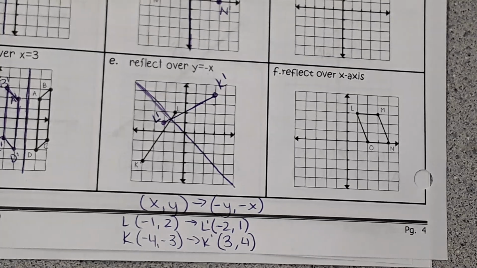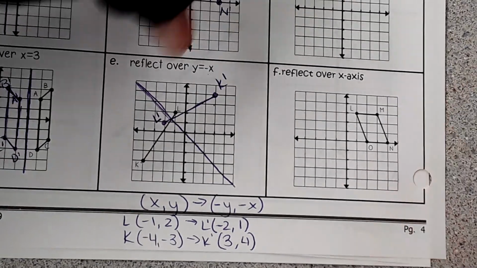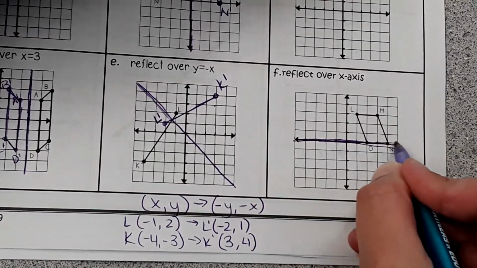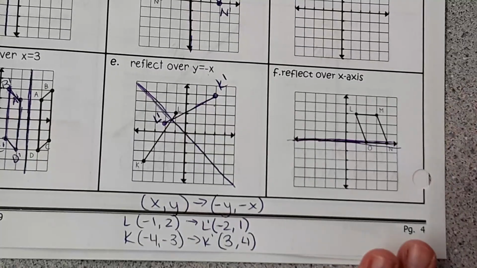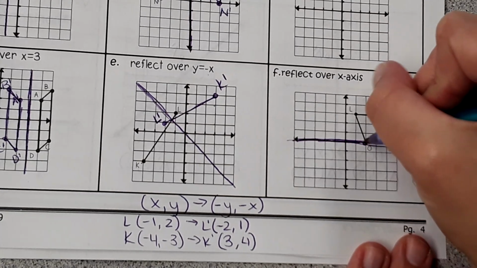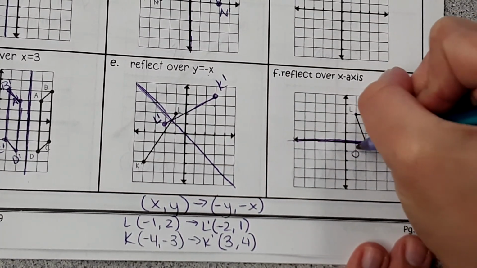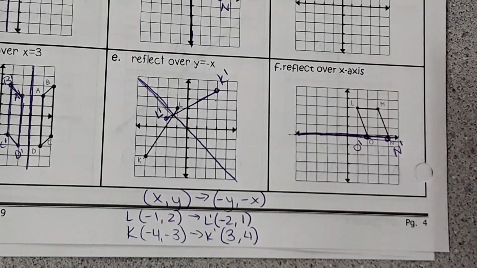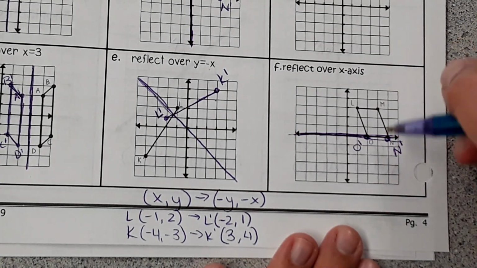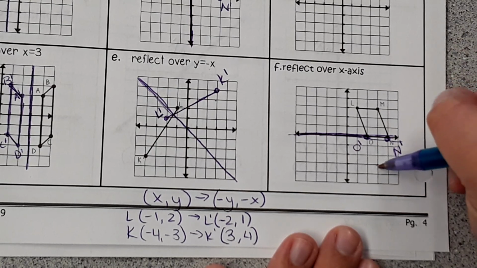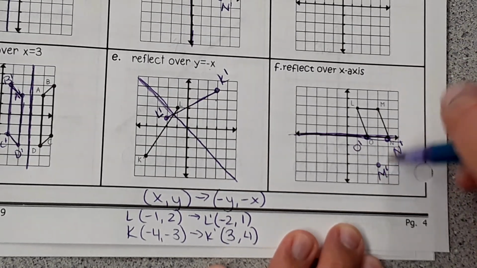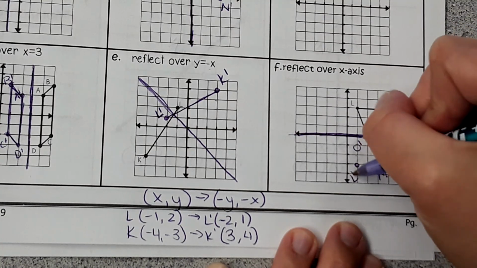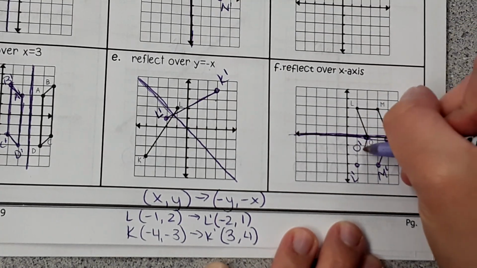And last one on the page, reflect over the x-axis. So again, just kind of trace over your x-axis. O and N are going to stay in the same spot, so O prime is just going to be in the same spot, and so is N prime because it's on that axis. Then M is 3 above, so make it 3 below. And L needs to go 3 below as well. L prime. And there's your shape.